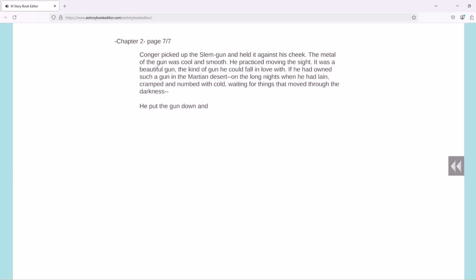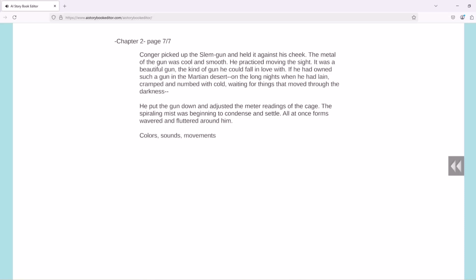He put the gun down and adjusted the meter readings of the cage. The spiraling mist was beginning to condense and settle. All at once, forms wavered and fluttered around him. Colors, sounds, movements filtered through the crystal wire. He clamped the controls off and stood up.